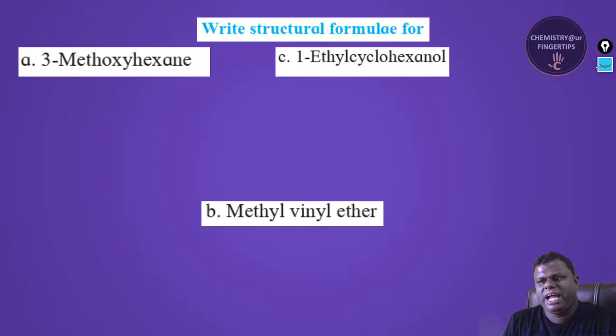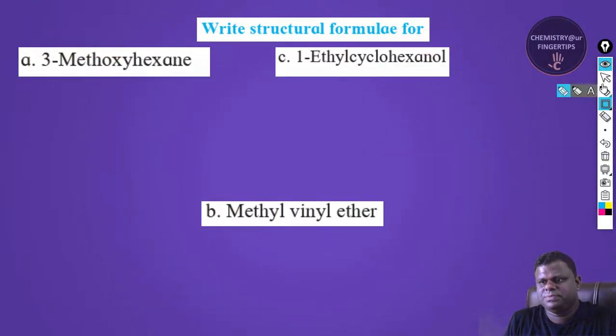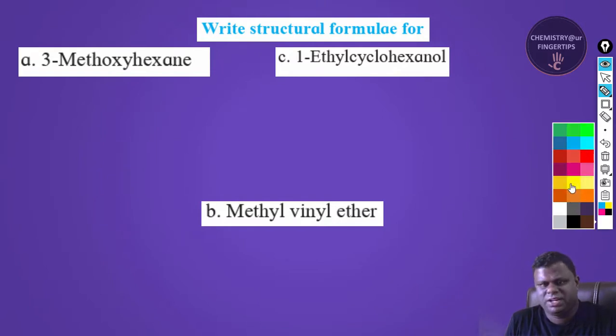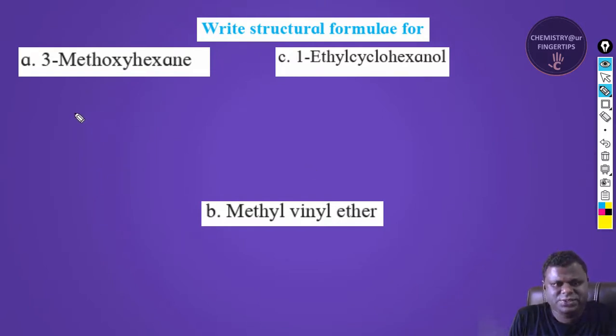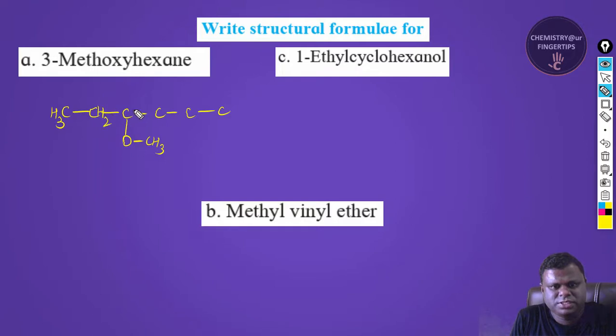Here we go, we have the next question. This is asking, write the structural formula for the following. Let's see this: 3-methoxyhexane. Hexane means carbon, carbon, carbon, carbon, and then there is one more carbon, and then there is one more carbon at position 3. So there is a methoxy group. Now very simple, balance everything. CH3, CH2, this is CH, and then this is CH2, this is CH2, and then this is CH3.